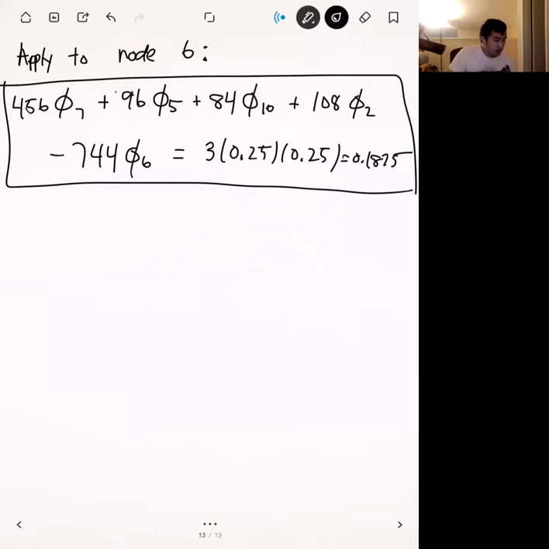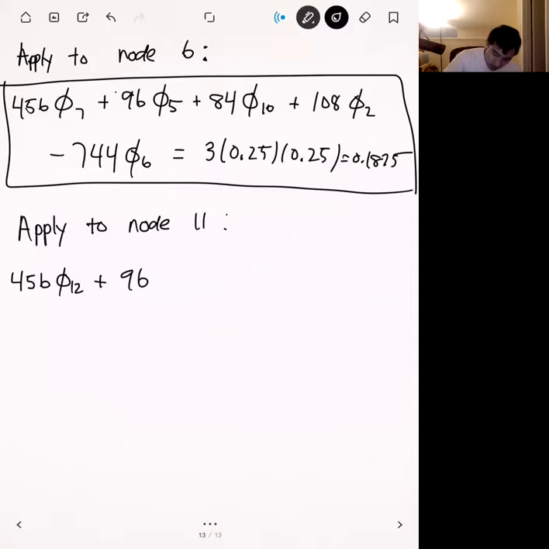And let's do one more here, just for the sake of completeness. And so let's do node number 11. Okay. And so first we have 456 multiplied by the right neighbor. And so the right neighbor for node number 11 is node 12, right? So we have 456 phi 12, okay? Then we have plus 96 times the left neighbor. And the left neighbor for node 11 is node 10, okay? So this is phi 10.